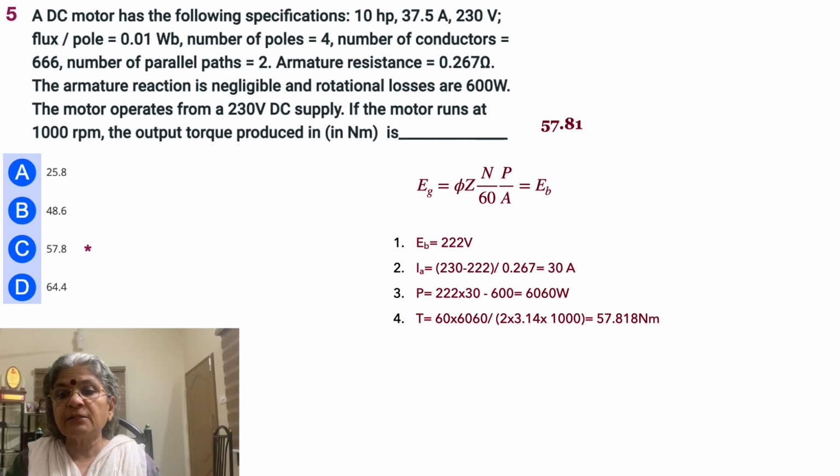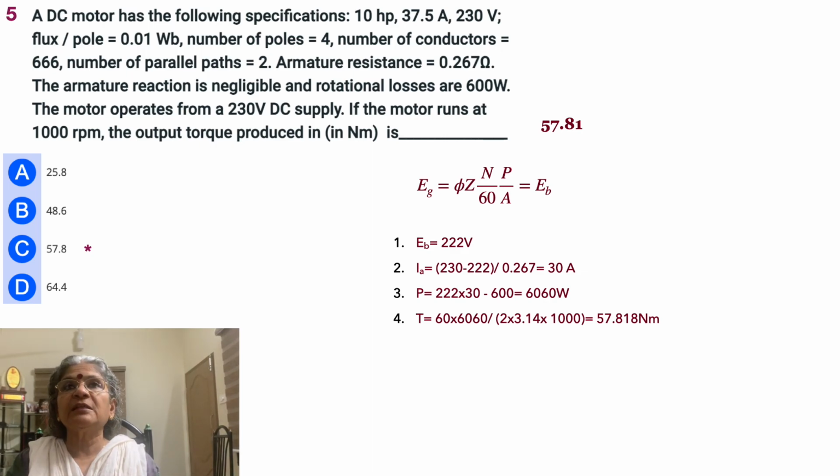Okay, what is next? We need to find out the applied voltage 230, so we can find out IA is equal to 230 minus 222 divided by the armature resistance 0.267. This is a little different from the earlier problems. So we get the armature current as equal to 30 amps. Okay, and now we realize that the power output is given by EB into IA. Okay, so EB is 222, IA is 30, so we have 6060 watts as the power output.